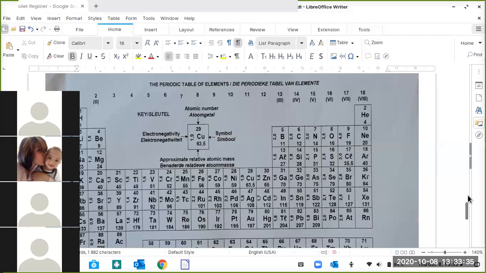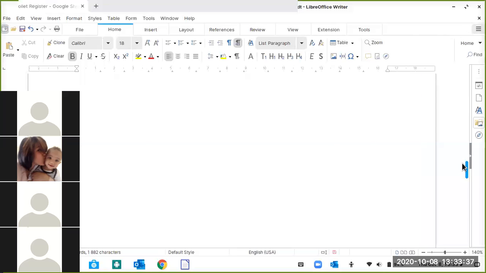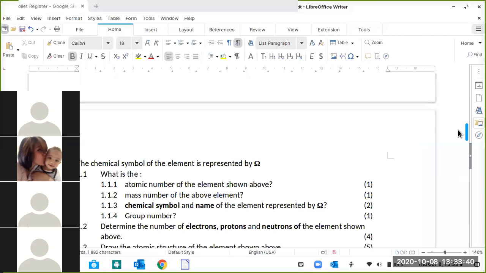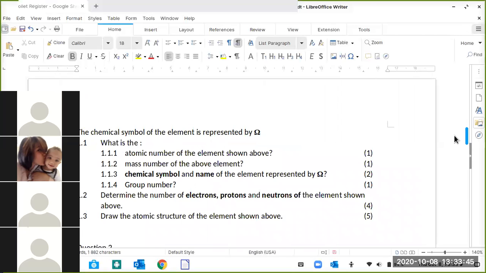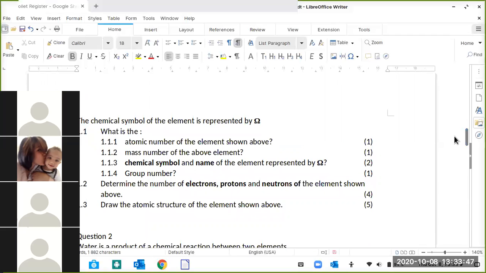Thank you so much. Now, let me go back to the questions, then we move on. I just want to quickly go on to the structure of an atom, right? The first question says, the chemical symbol for the element is represented by omega. Then 1.1, what is the atomic number of the element shown above? That's 12, thank you. Always remember that the atomic number is always smaller than the atomic mass.